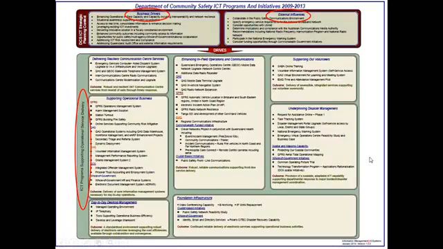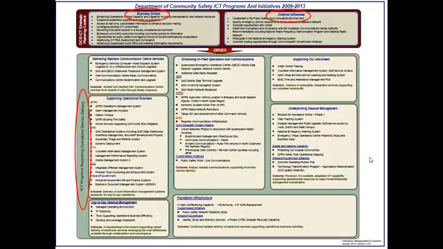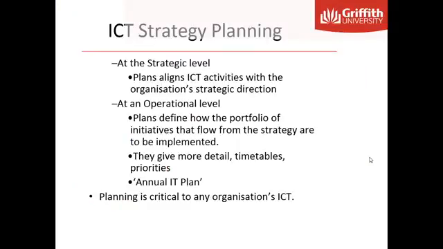Alright, so hopefully by now this structure forms a picture in your head. Let's look at a couple of slides which wrap this up. ICT strategic planning. In terms of ICT, there are really two types of plans. There's a strategic plan, which is the highest level plan, and there's an operational plan.